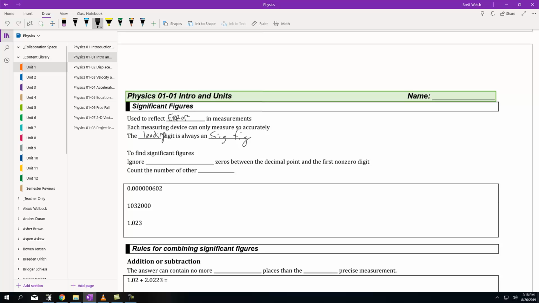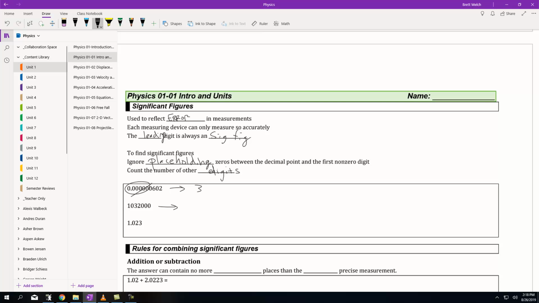digit is going to be a sig fig. To find more significant figures, we ignore placeholding zeros between a decimal point and the first non-zero digit, and then we count the other digits. Okay. So a couple of quick examples. This is an example where there's only 3 sig figs because all these zeros over here don't matter.